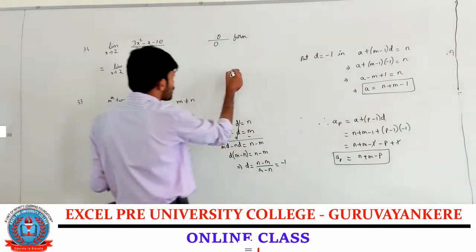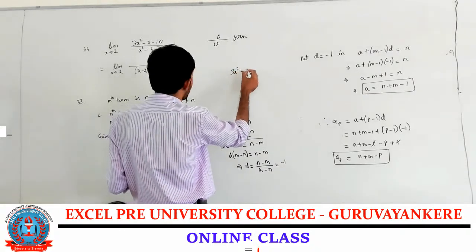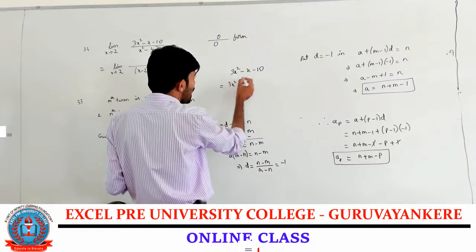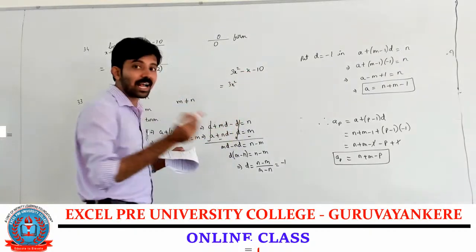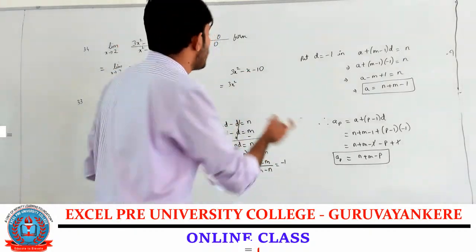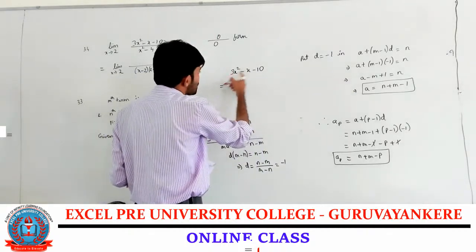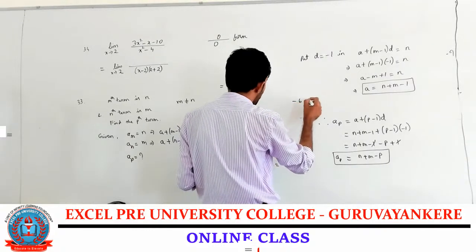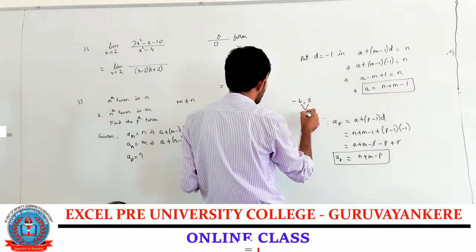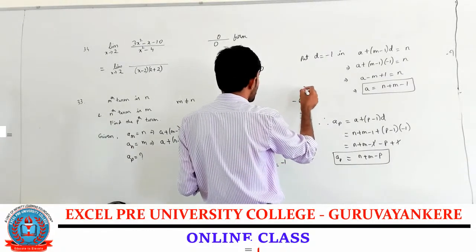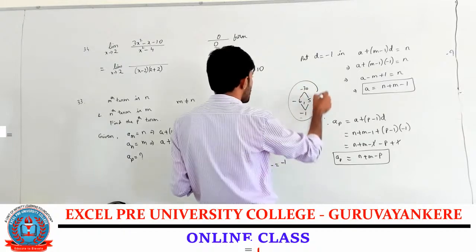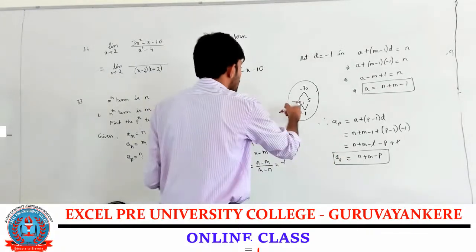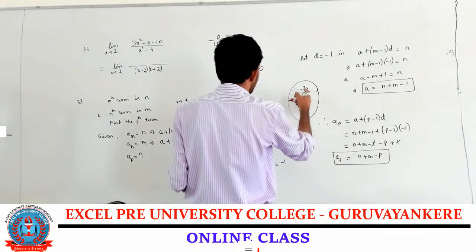The numerator, 3x square minus x minus 10, we factorize, correct? So 3x square, you split the middle term such that adding those two numbers you must get minus 1, and multiplying you must get 3 into minus 10, that is minus 30, correct? So the numbers are minus 6 and plus 5. Adding them, we get minus 1. Multiplying them, we get minus 30, correct?